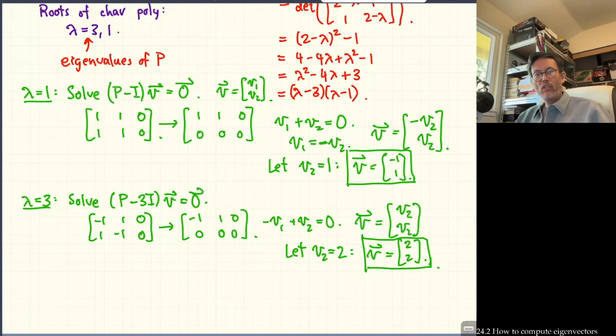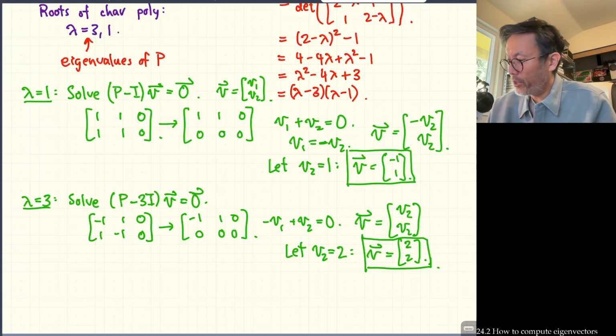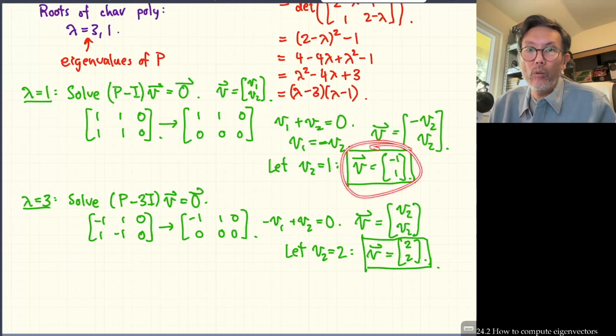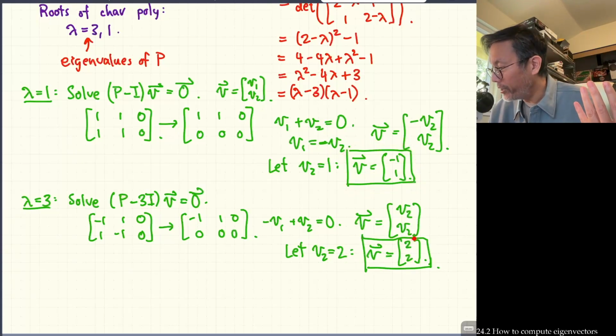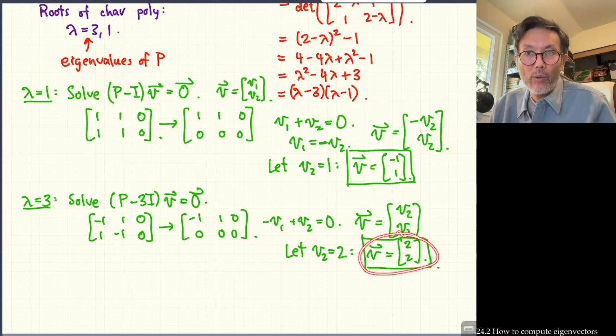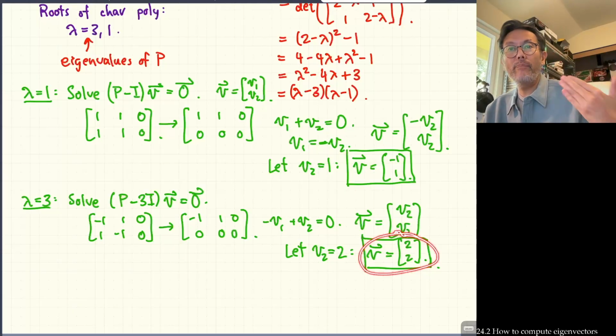All right. So in other words, an eigenvector with eigenvalue 1, we computed, is negative 1, 1. Is that the only one? No. We could have done negative 2, 2. We could have done negative 18,000, 18,000. That would also work. An eigenvector with eigenvalue 3 is 2, 2. Did it have to be 2, 2? No. It could have been 2,000, 2,000, for example. It could have been negative pi, negative pi. That would have also worked.